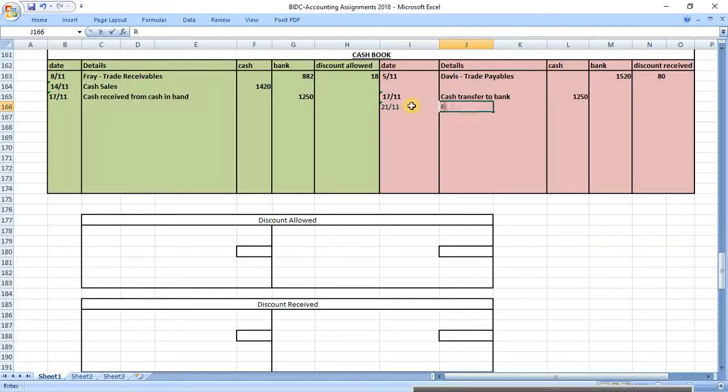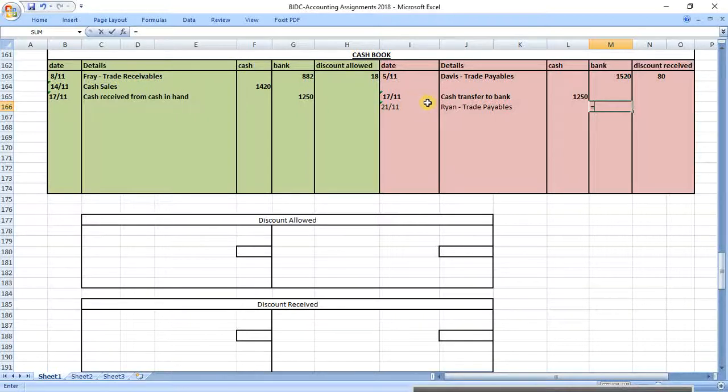So on the 21st/11, Ryan, trade payables. This came out of the bank less a 5% discount. Okay, so bank would have been 5% of his total. No, bank would have been the 95%. The 5% would have been the discount. Okay, well, just the net amount.